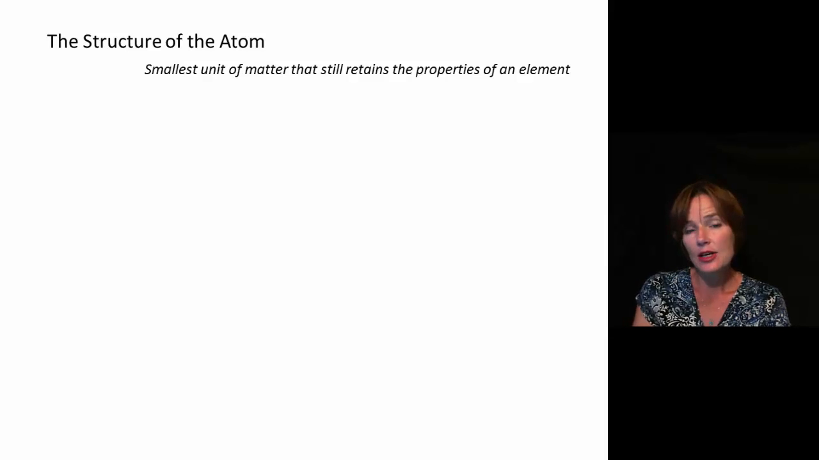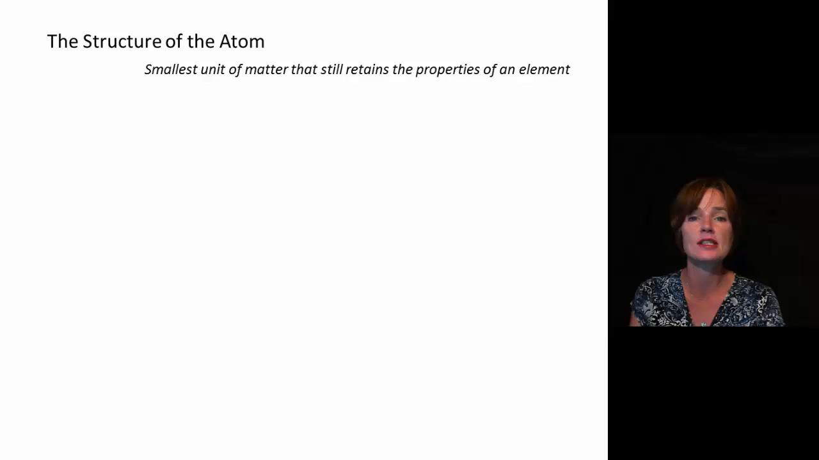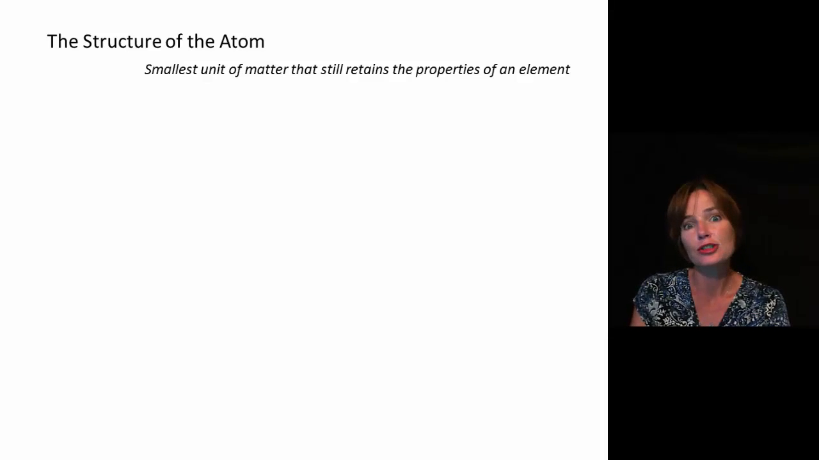Now, the atom is going to be the smallest unit of matter that still retains the properties of an element. So if we had an atom, we would be able to look at the properties of that and determine whether it was an atom of carbon or whether it was an atom of nitrogen or phosphorus or sulfur or some other particular element. So that's what we mean by it being the smallest thing that still retains the properties of that particular element.